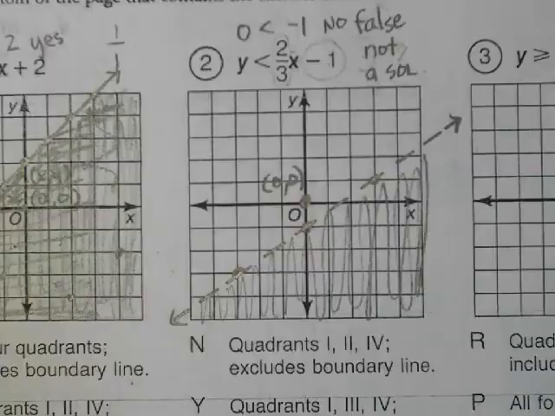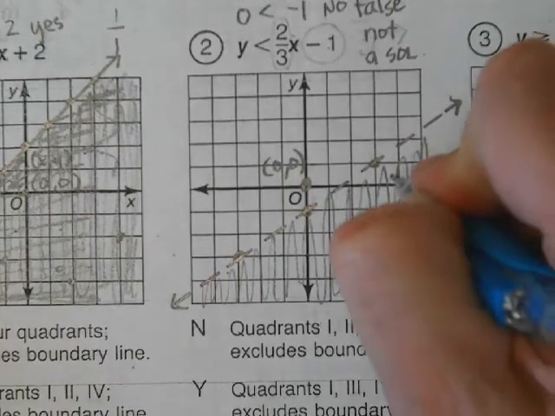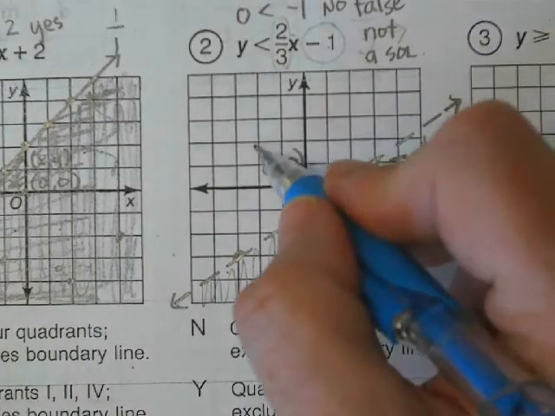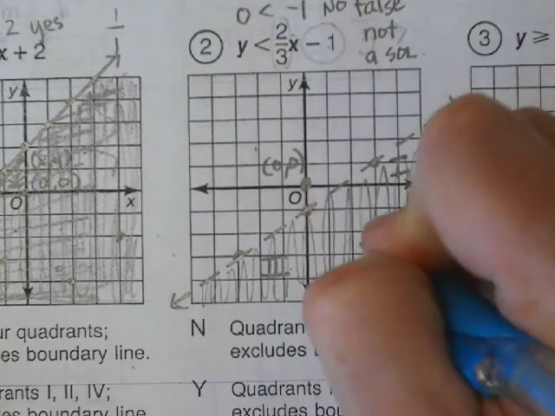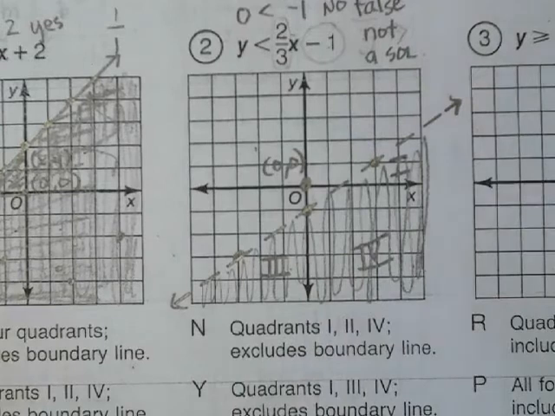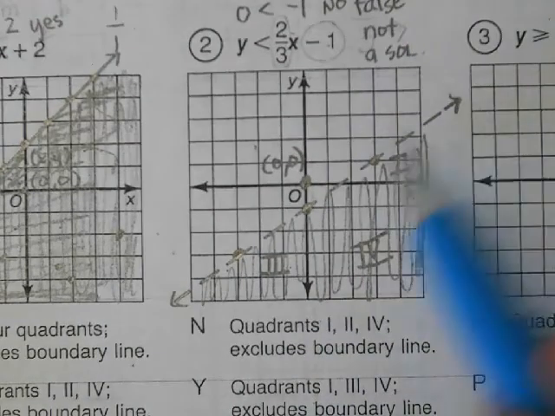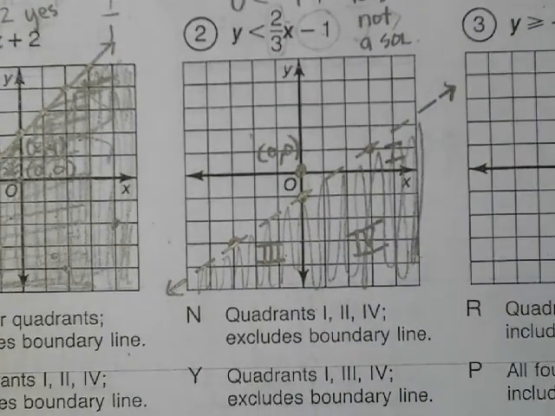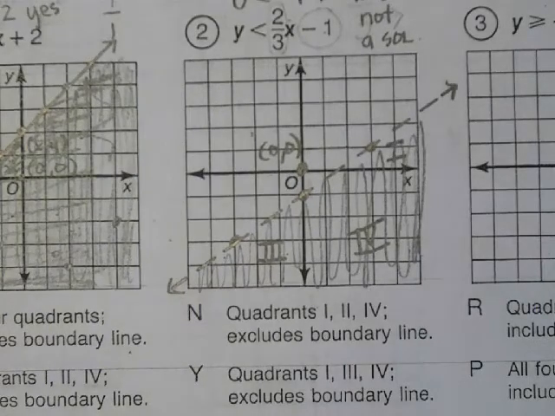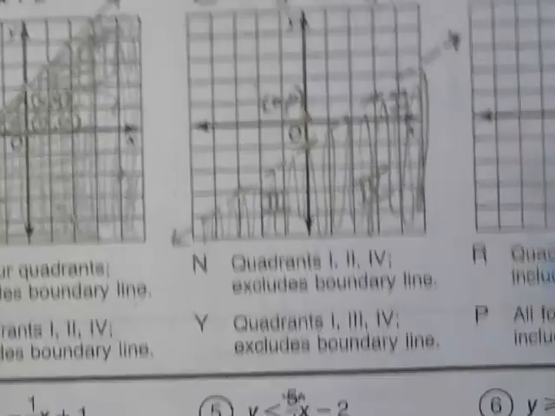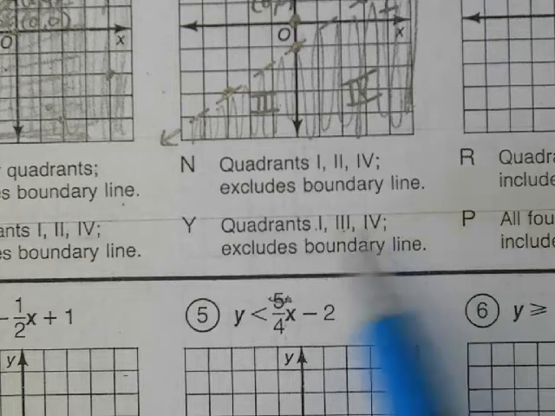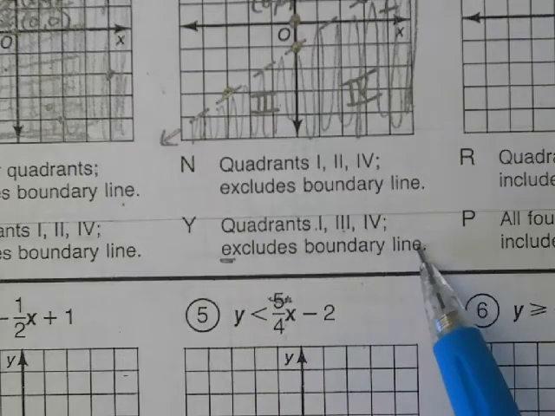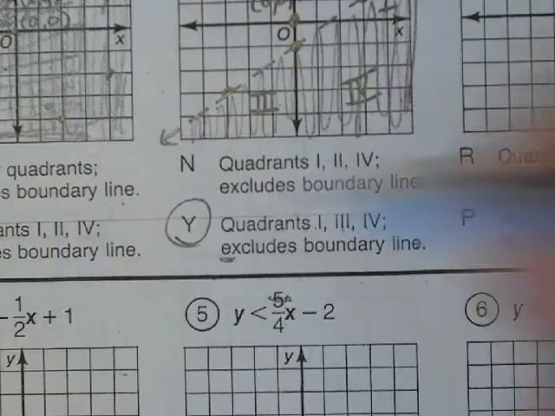Okay, so let's see where they're at. Well, there's some in quadrant 1. There's no solutions in quadrant 2. There are some in quadrant 3 and some in quadrant 4. Now, this is our boundary line. If it's dashed, we say excludes the boundary line. It's excluded. It's not part of the answer. Okay, so we need 1, 3, and 4, and excludes the boundary line. So that answer is Y.